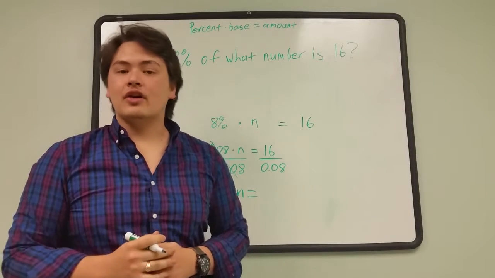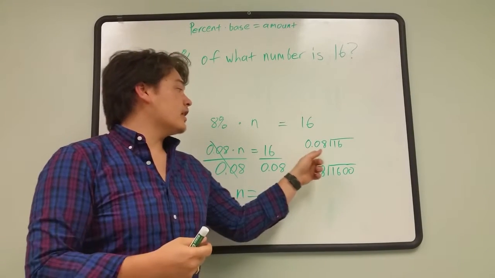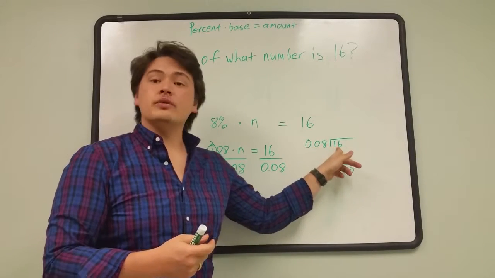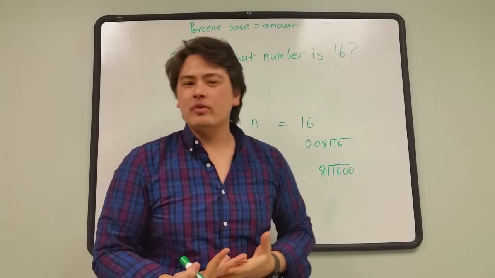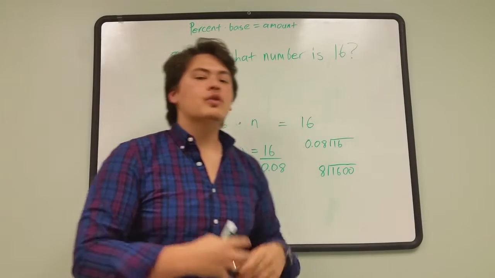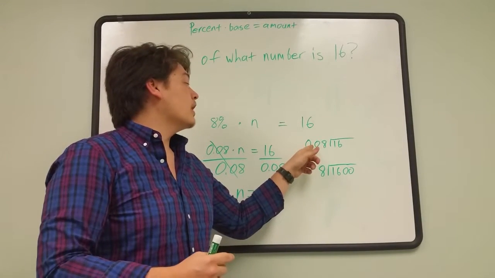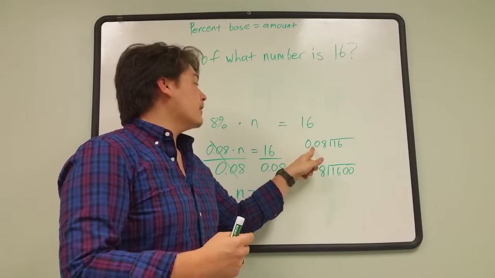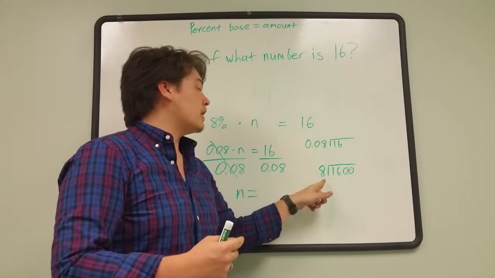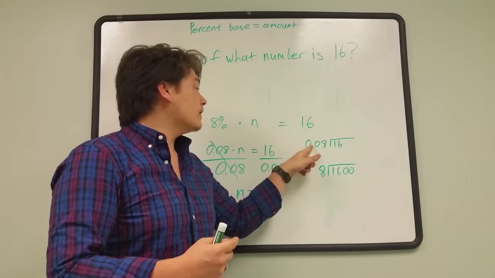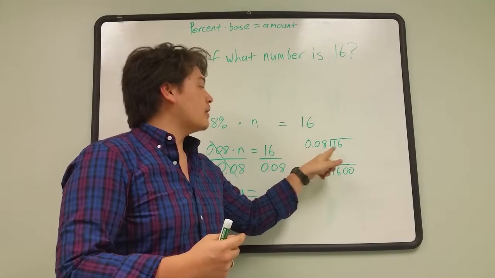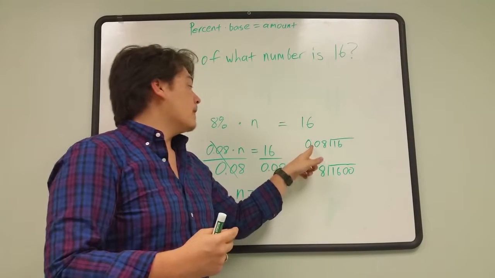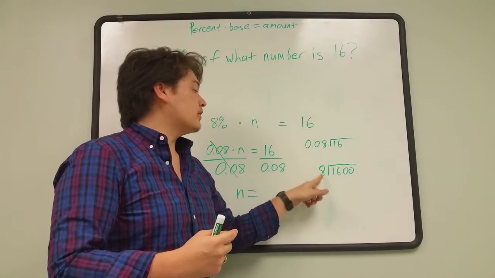Let's do that in long division. So I have it set up in long division, 0.08 divided into 16. But I don't like working with decimals, and I'm sure you guys don't either. So I'm going to convert 0.08 into a whole number. I'm going to move the decimal 2 points over to make it an 8, and if I move the decimal point 2 points over, I have to move this decimal point 2 points over as well.